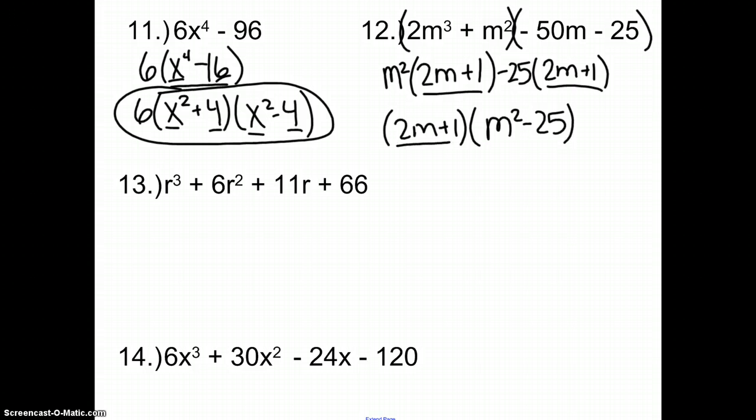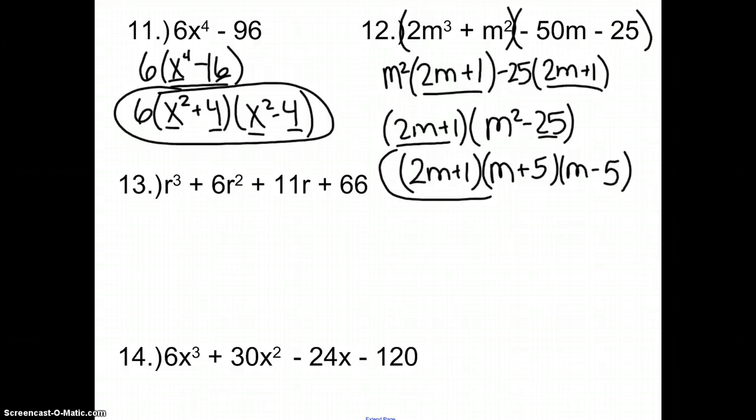We can't do anything with the first term, but we can look at the second term, and it's our difference of squares. So we can split it up again to the m plus, m minus, and find the square root of 25. We just plug in our 5. So our solution is 2m plus 1 times m plus 5 times m minus 5.